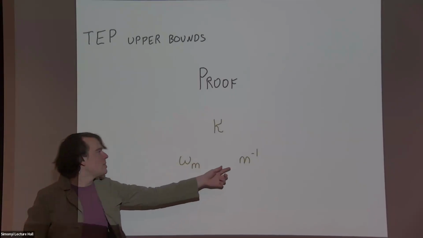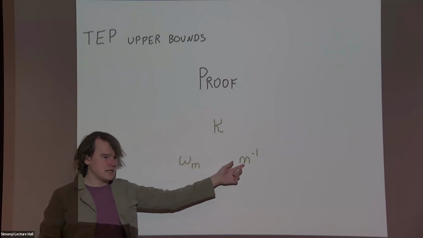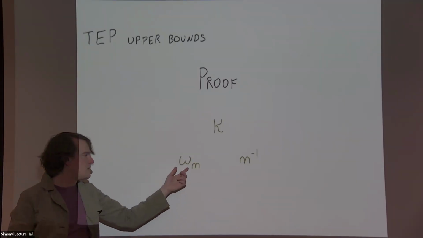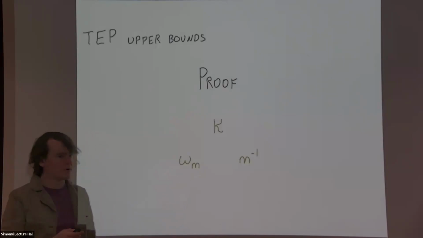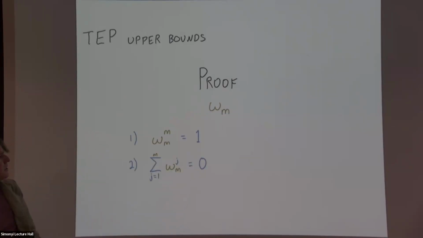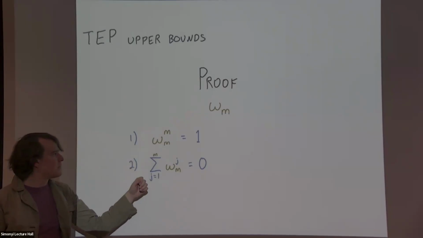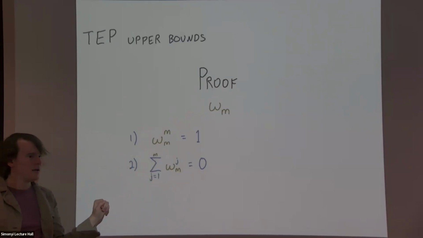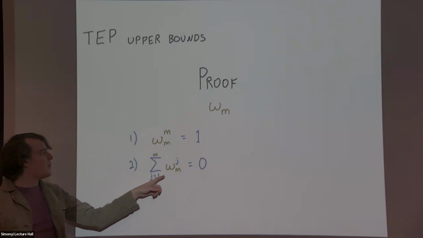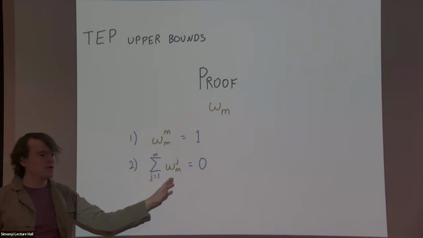So the number M has to exist in K, as does its inverse, and there has to be actually a primitive root of unity of order M. A primitive root of unity is one satisfying these two properties. You can define it in an even more basic way, but we'll just use these two properties. The first is that if you raise it to the mth power, you get 1. And the second is that if you sum up all the powers from 1 to m, you get 0.